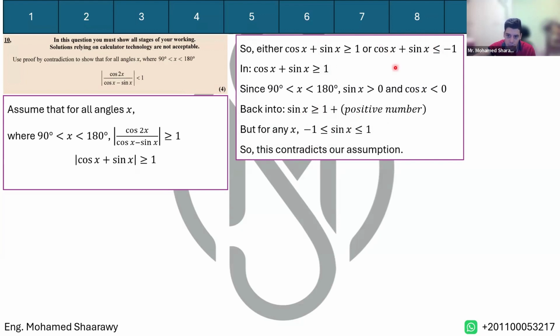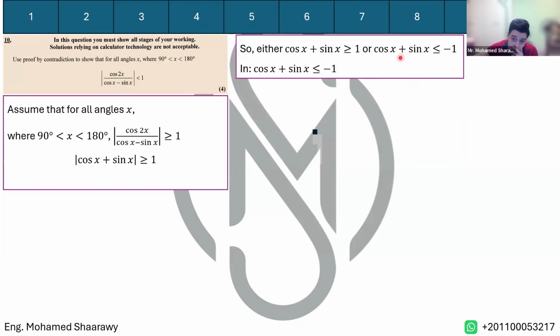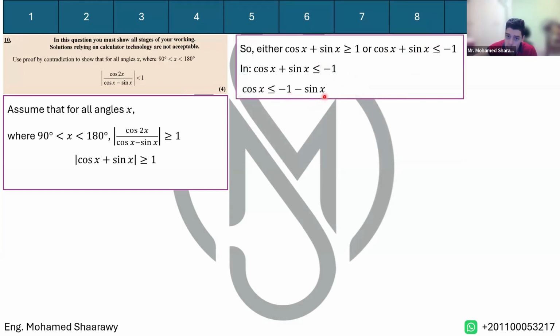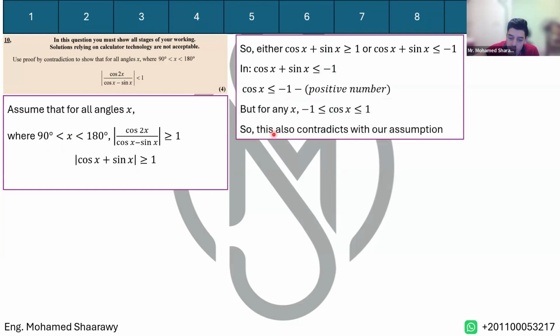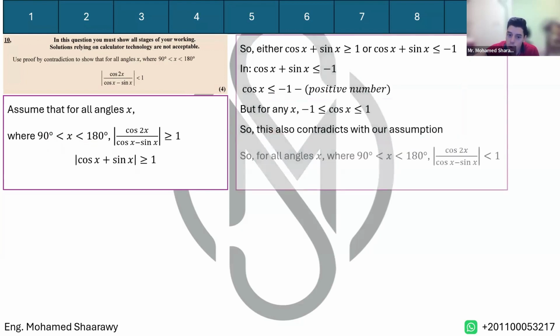Now let's analyze this one also. It will be exactly the same, actually. Trying to find the contradiction in this one: cosine x plus sine x less than or equal to -1. If you make cosine x the subject, sine x is always a positive number in this range. So you're saying that cosine x will always be less than -1, which is impossible for any value of x. So this is also a contradiction. So for all the angles x between 90 and 180, this condition must be true.